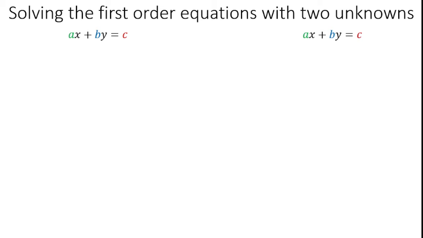Here, how can I identify the two variables? I need another equation, which is px plus qy is equal to r. Yes, now I have the other coefficient values of x and y from the second equation.